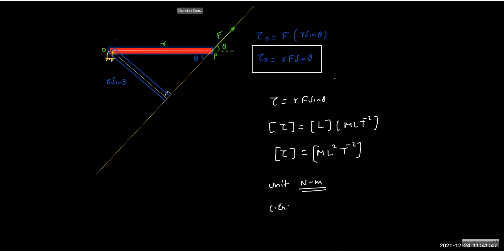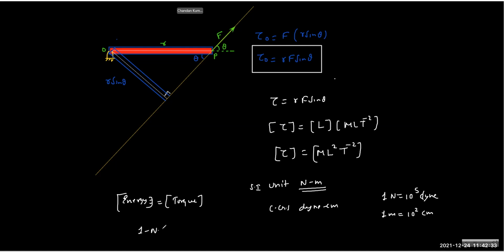The CGS unit will be dyne centimeter, and 1 Newton is 10 power 5 dyne, and 1 meter is 10 power 2 centimeter. Okay. So Newton meter is also the unit of energy. So the torque has the same dimension as energy. Energy is force into displacement. So the dimension of energy is the same as the dimension of torque. Understood?